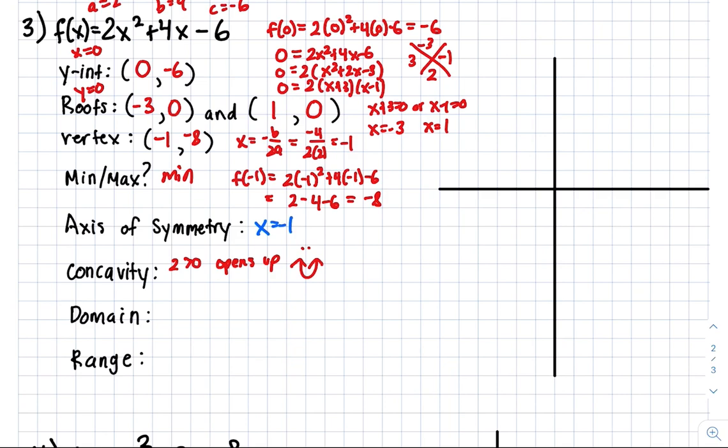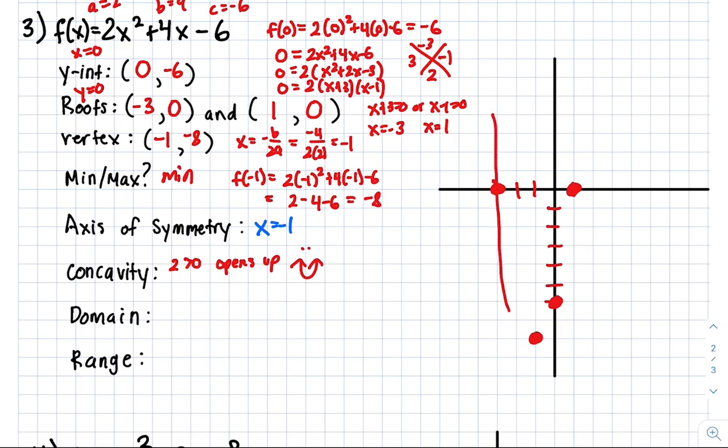So let's start to plot this. So 0 comma negative 6, I think I could do ones from here. 1, 2, 3, 4, 5, 6. So 0 comma negative 6 there. Negative 3 comma 0, 1, 2, 3. And 1 comma 0. My vertex is negative 1 comma negative 8. So 1 to the left, 1, 2, 3, 4, 5, 6, 7, 8. And there's my graph, you guys. Axis of symmetry is at negative 1.